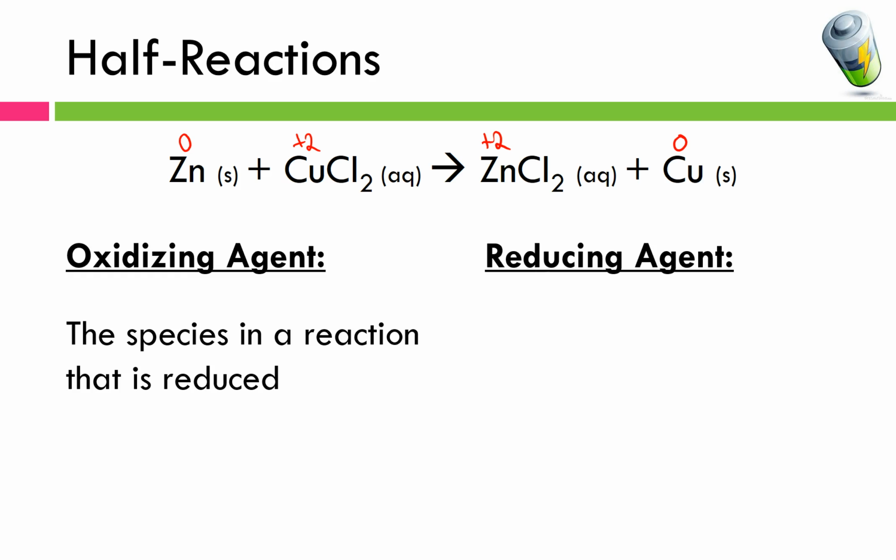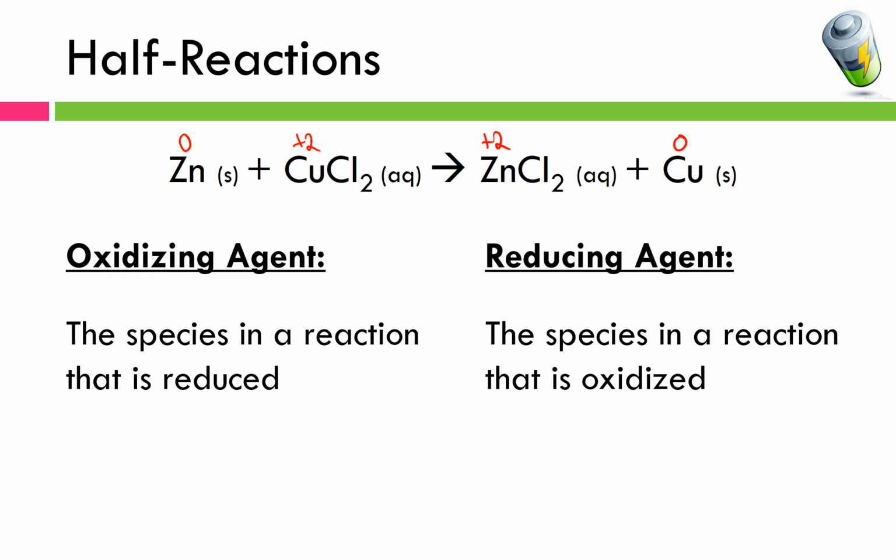Reducing agent. This is the species in a reaction that is oxidized. So again, we're talking about a reducing agent. This is a chemical or a substance, whatever you'd like to think of it, in the reaction that is allowing reduction to occur. Therefore, if it's allowing reduction to occur, it must get oxidized.